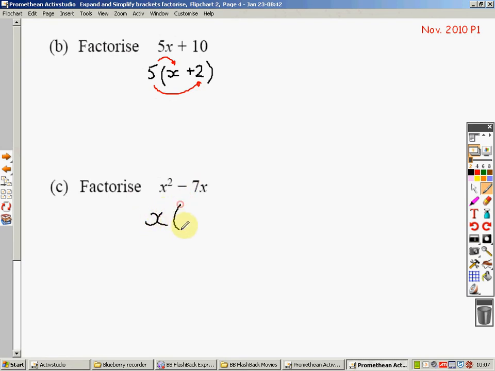This question, again, there's no number common, it must be a letter. It's going to be x. Put my little red arrows in. X times x gives me the x squared. How do I get the minus 7x? Don't get worried about the minus for now, just worry about the 7x. X times what gives me 7x? Obviously it's 7. It's a minus 7, so I need a minus.